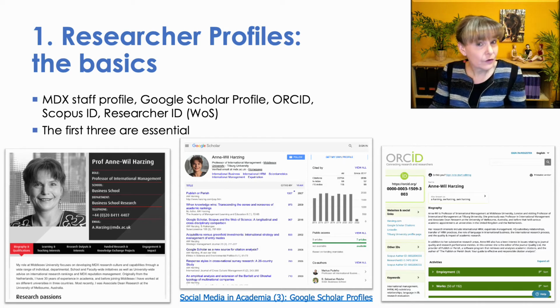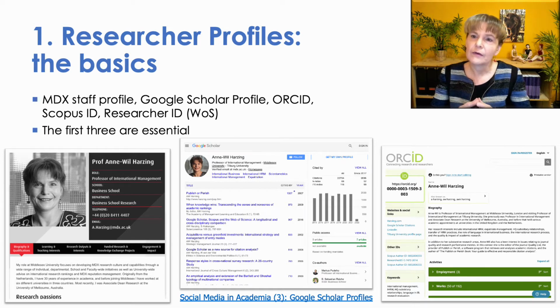Now, the first category of social media in academia are what we call research profiles. These are profiles that provide a list of your publications, sometimes with a short bio, and they're not strictly speaking social media, and they don't allow for actual engagement with others, but they do help you to build your online identity. So of those listed, I would suggest the first 3 are essential.